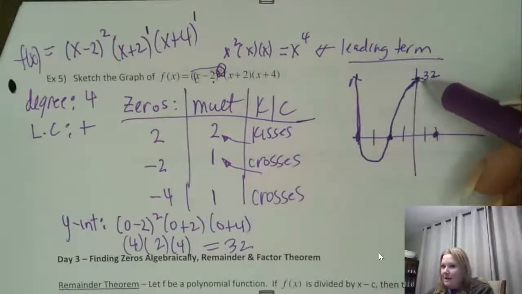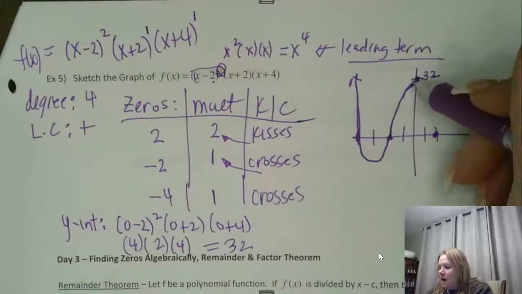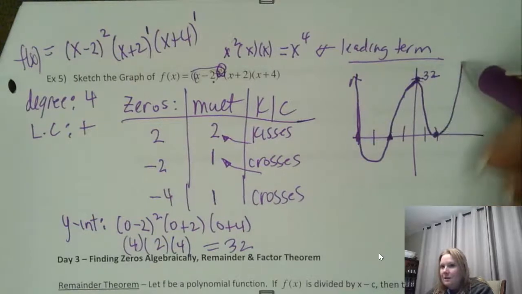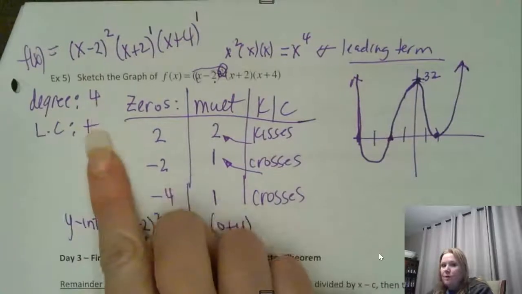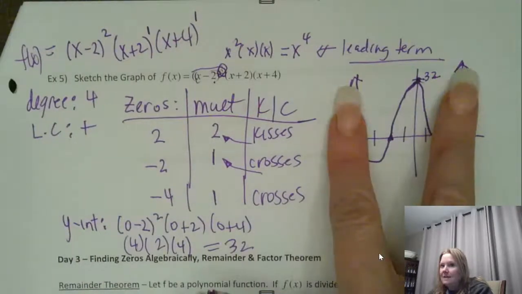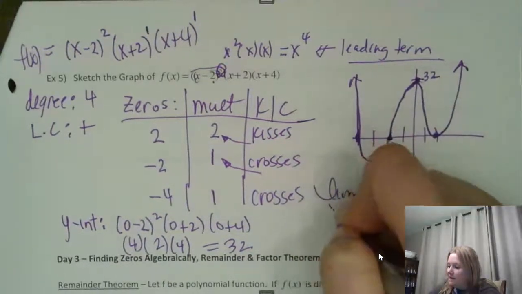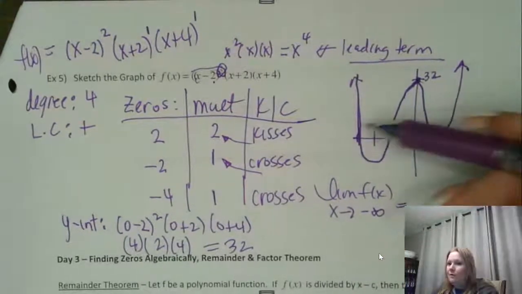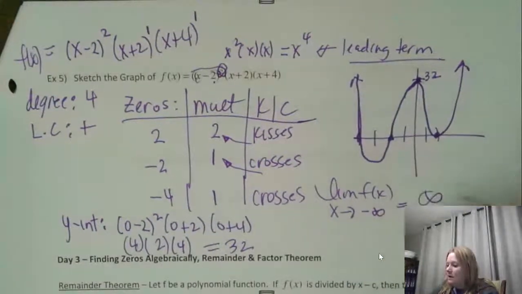Now, I'm making it a maximum. I don't necessarily know it's a maximum, but this is just a sketch, so it doesn't matter. And then it has to kiss the axis here, and the other end has to be up. Degree 4 with a positive leading coefficient, the ends are up. And I'm going to practice limit of f of x as x approaches negative infinity. So as I move this way on the curve, as x goes to negative infinity, where are my y's going?